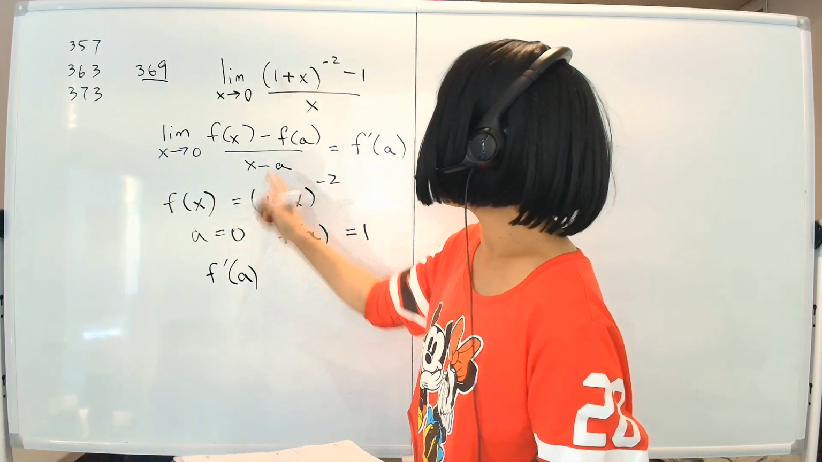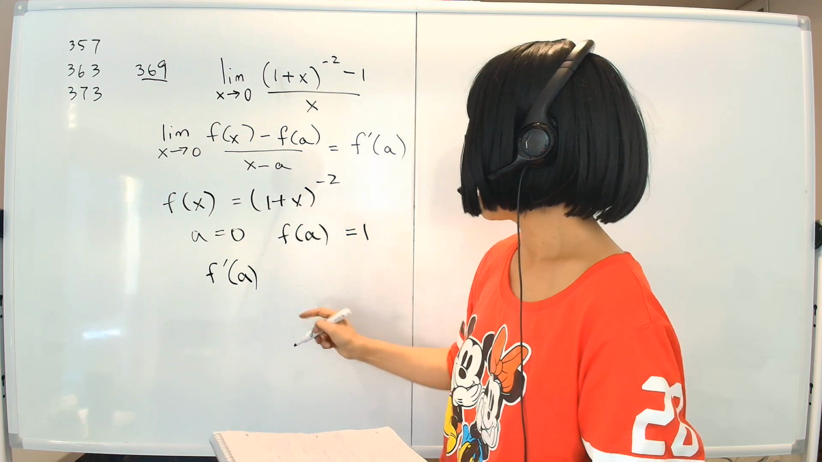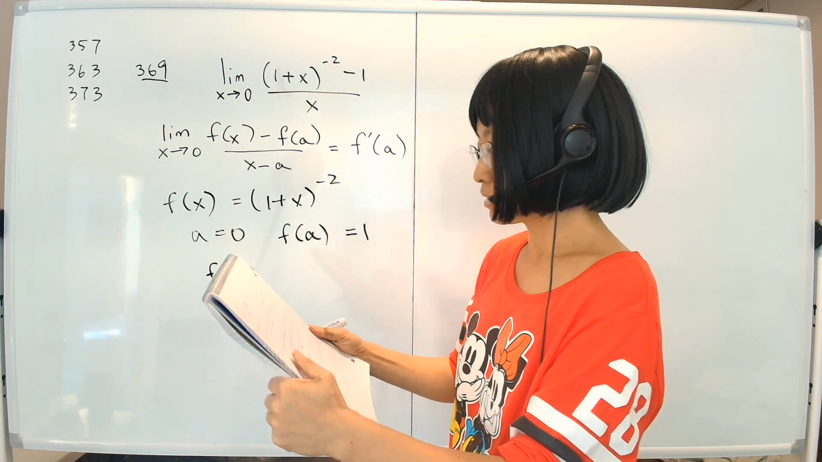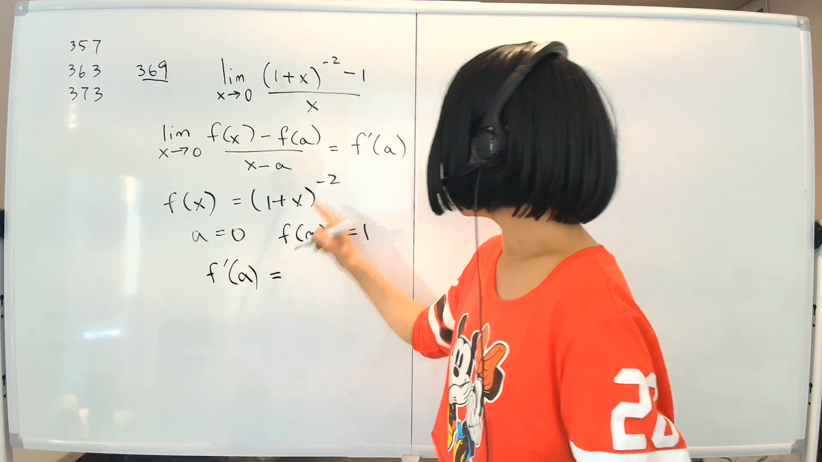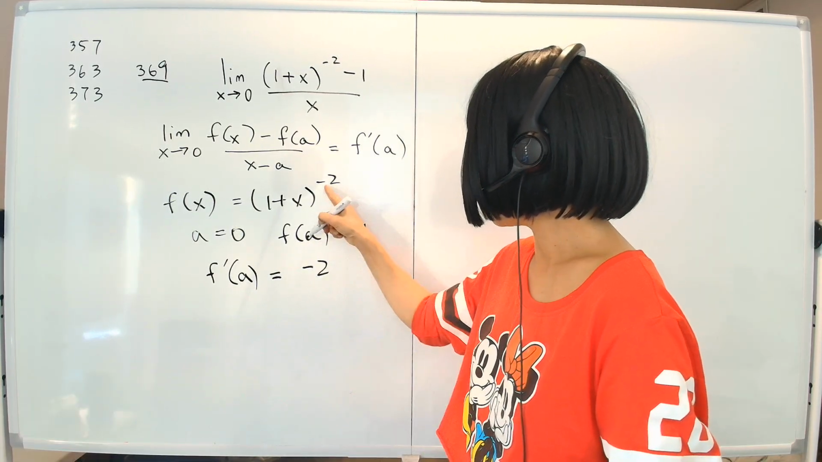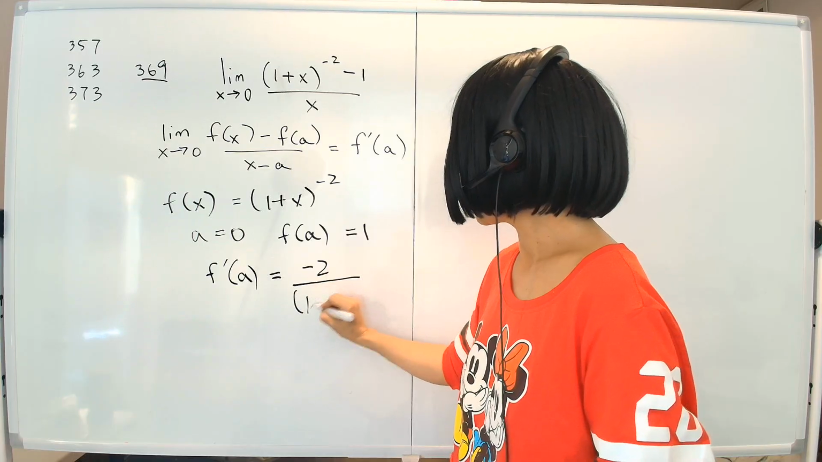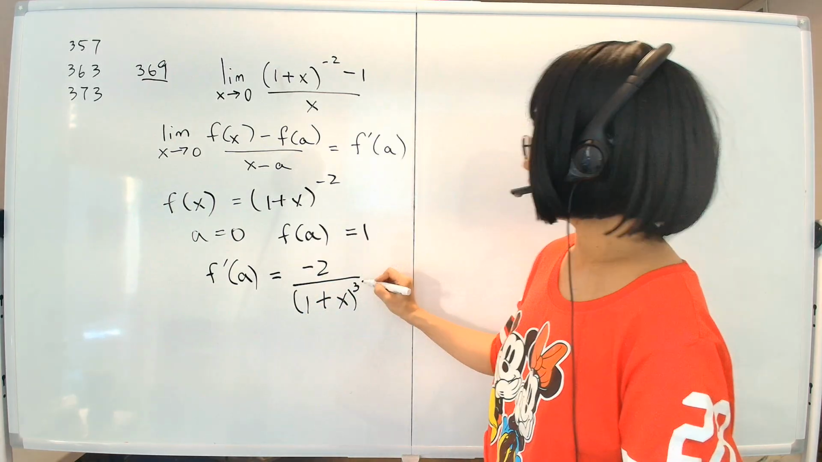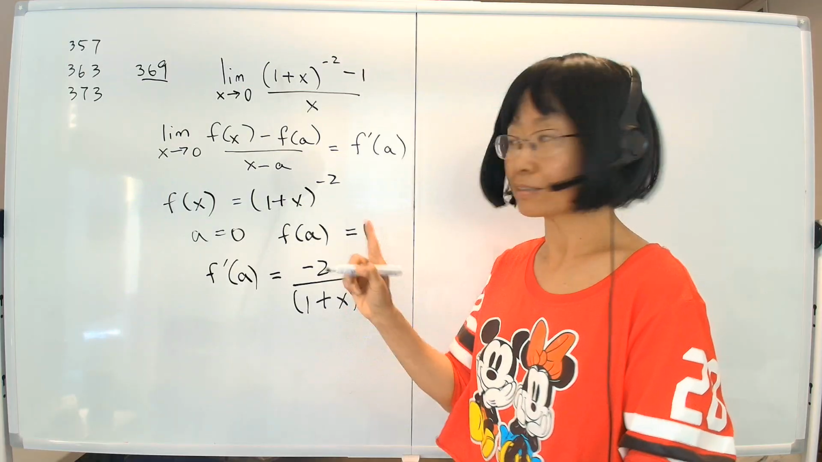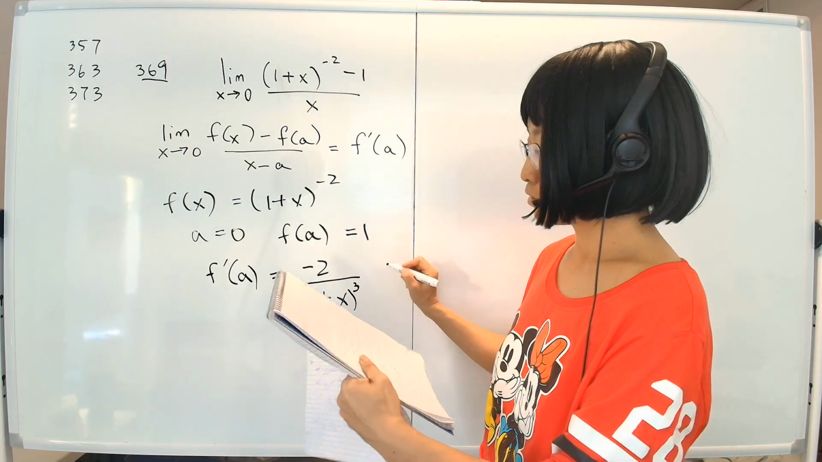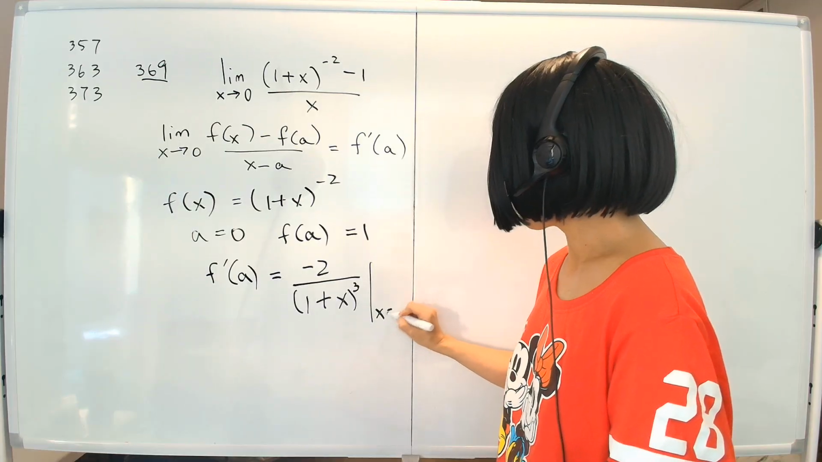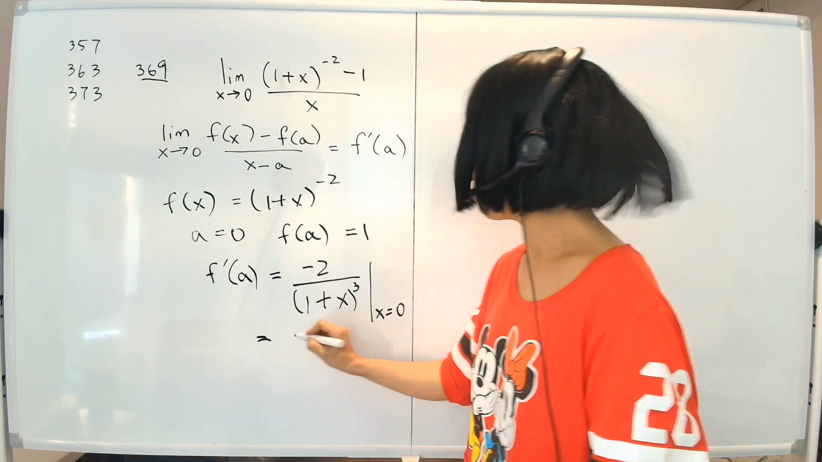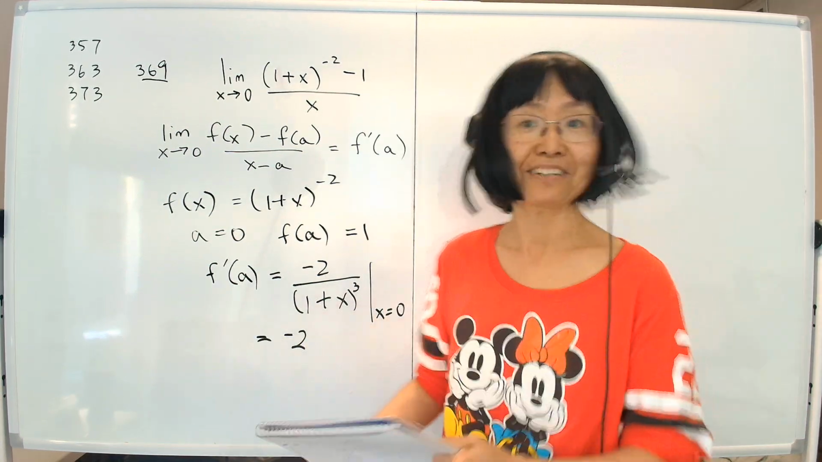So let's take the derivative of f of x, this thing, and calculate its value at a, which is 0. The derivative is -2 times 1 plus x to the power -3, or just put it on the bottom as the power 3. And then take the derivative of the inside, that's just 1. And then we'll evaluate it at x equal to 0. And that just gives you minus 2 over 1, minus 2. And that's the quick and easy answer.